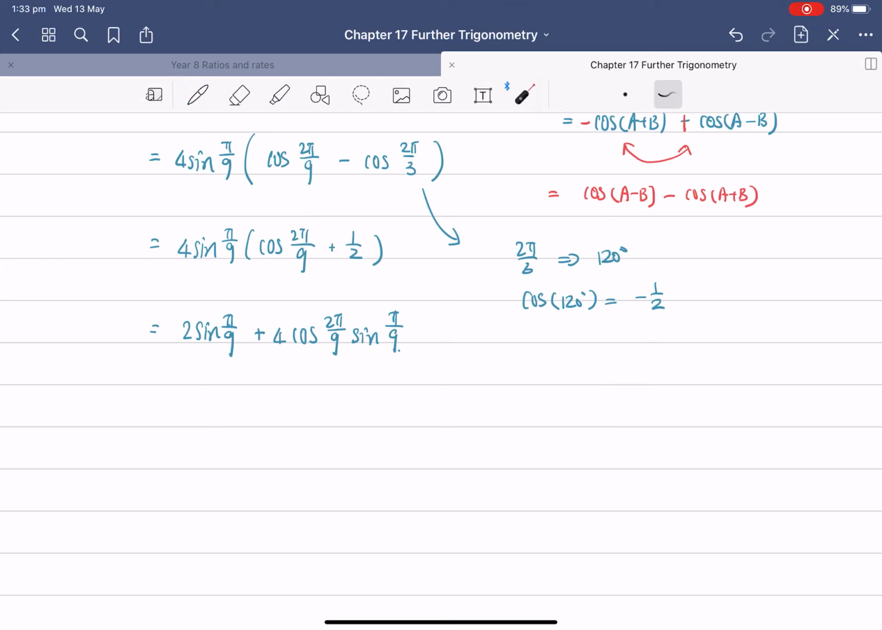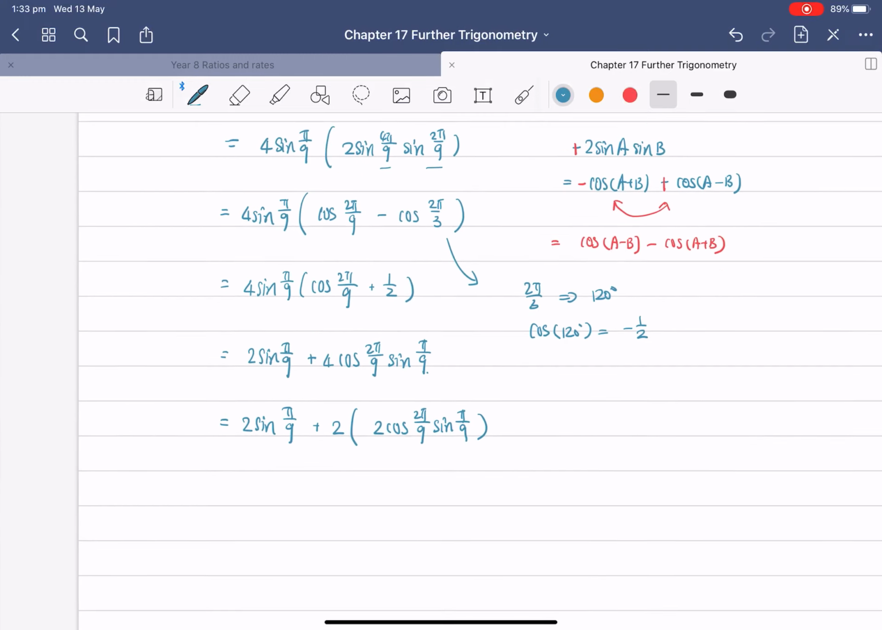This looks like it's the product formula again, so we need to turn that into the sum. But we need a 2, and we have a 4 here. So what we're going to do is just take the 2 outside. So you have 2 cosine 2 pi on 9, sine pi on 9. Now I hope you still remember the formula. Let's just go back to the previous one.